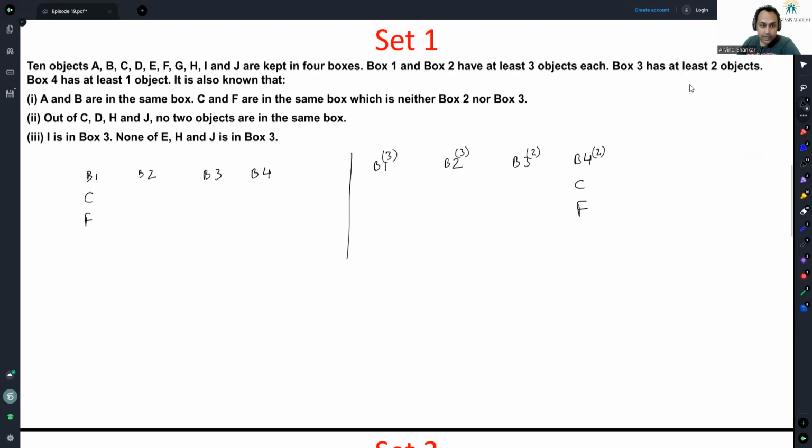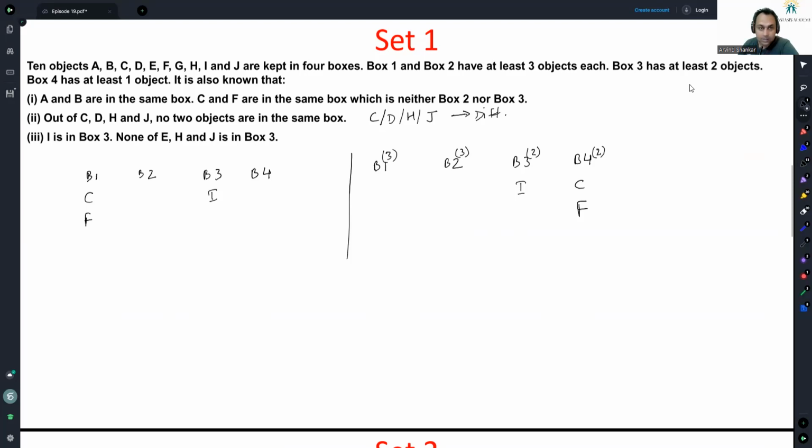Next, we know out of C, D, H, J, no 2 objects are in the same box. So C, D, H, J go in different boxes. This much we know. Statement 3 says I is in box 3. Okay. I is here.